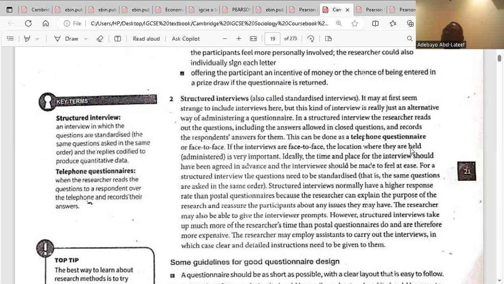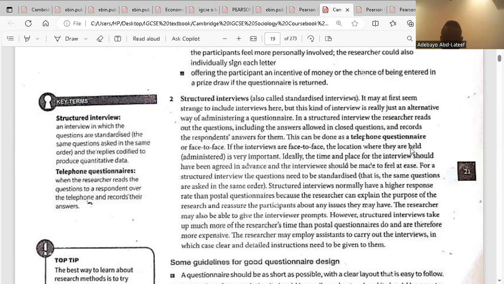Why? Because it might be through a phone call, or maybe a face-to-face conversation. So they are standardized and the responses are always quantitative. Do you get the point here? Yes. So what are the guidelines for a good questionnaire?